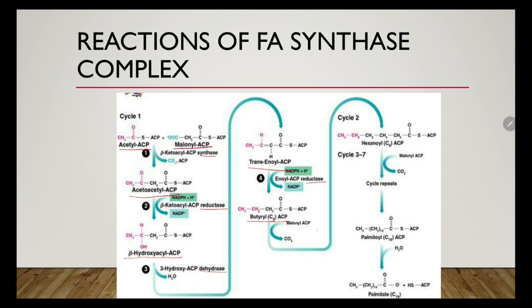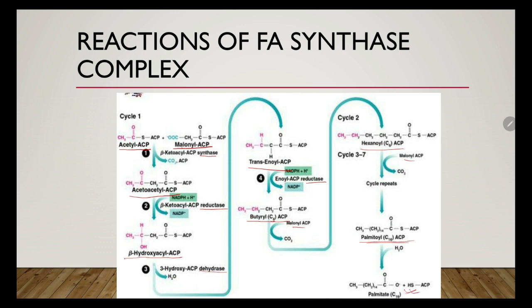Then there is addition of malonyl ACP and formation of hexanoyl ACP, that is 6-carbon. Then again there is addition of malonyl ACP and the cycle repeats till we get palmitoyl ACP, that is 16-carbon ACP. And then there is addition of water by which ACP is removed and palmitate is obtained.